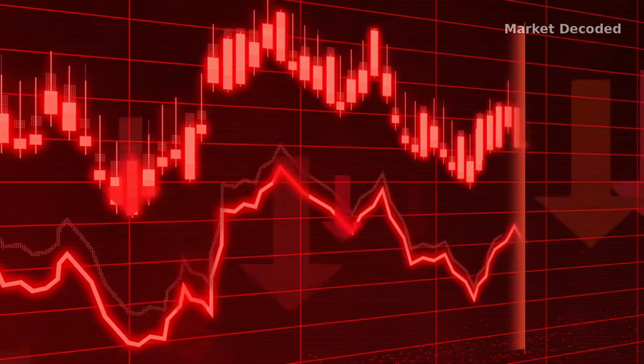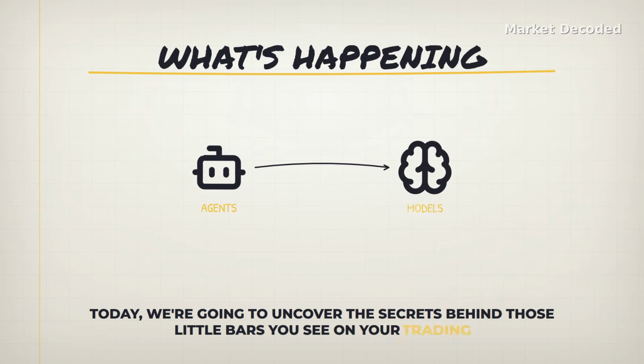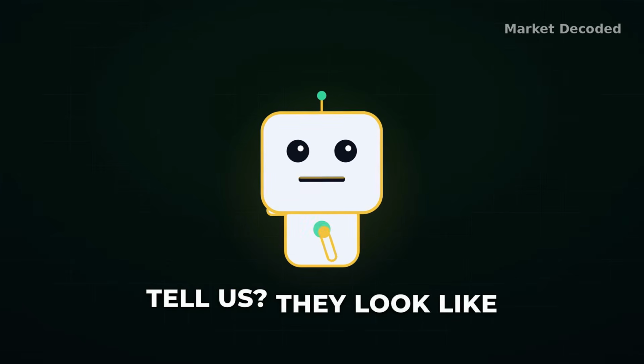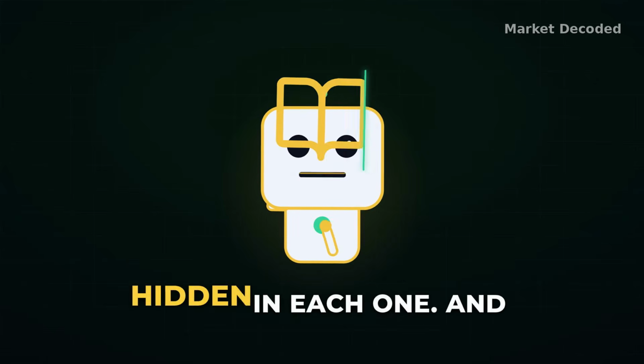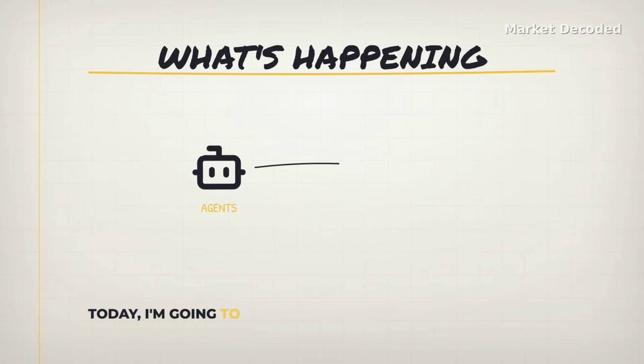Today, we're going to uncover the secrets behind those little bars you see on your trading screen, candlestick charts. You've probably noticed them during your trading sessions, or even when casually checking stock prices. But what do these candlesticks really tell us? They look like tiny candles with wicks, but there's actually a whole story hidden in each one. And today, I'm going to break it down for you in the simplest terms possible.